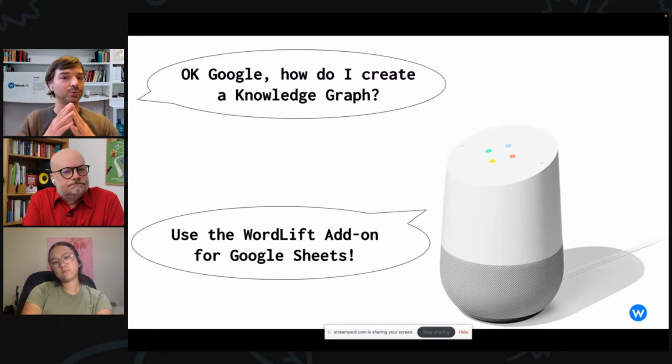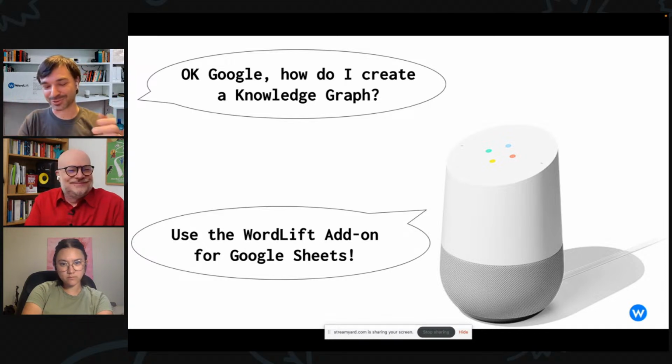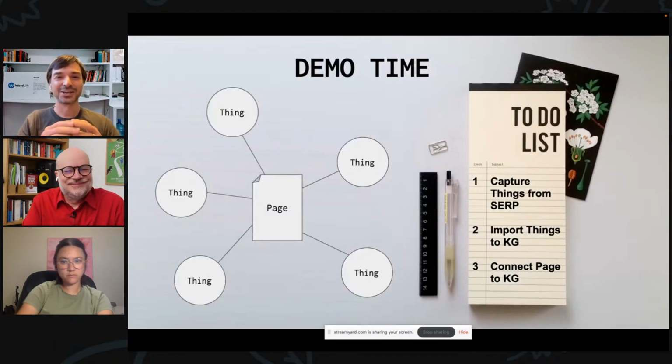Okay, but how do I create a knowledge graph? Well, use the WordLift add-on for Google Sheets. Now, this is not, of course, it's a simulation. Maybe in a couple of years, Google Home will say that for real. I don't know. So now we'll show a short demo.